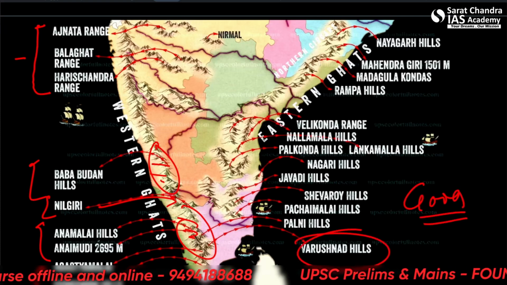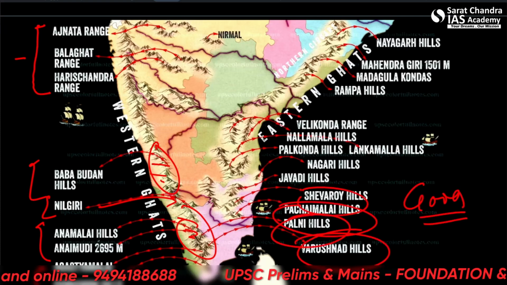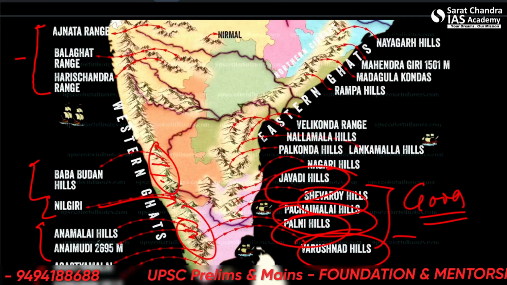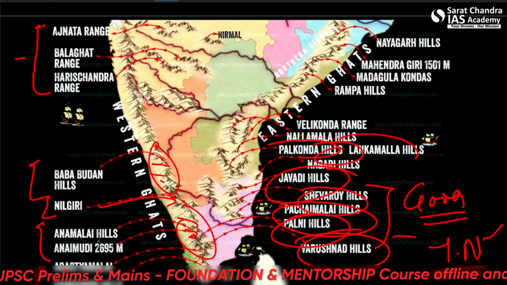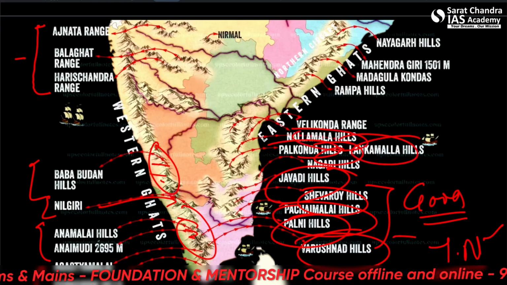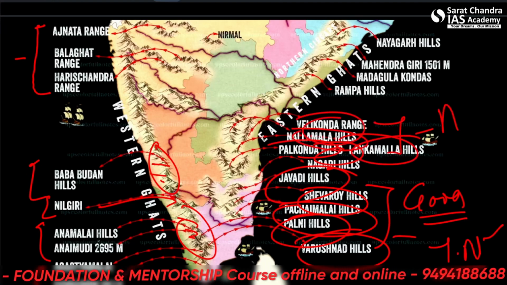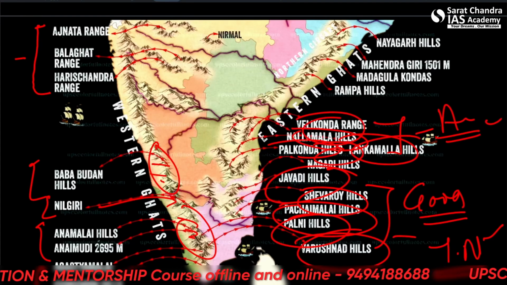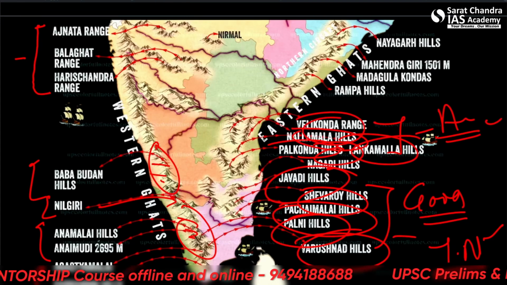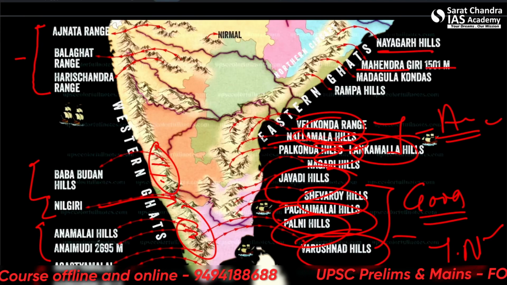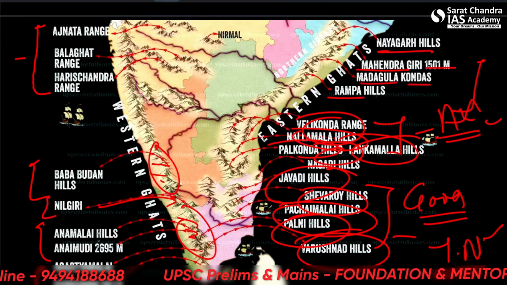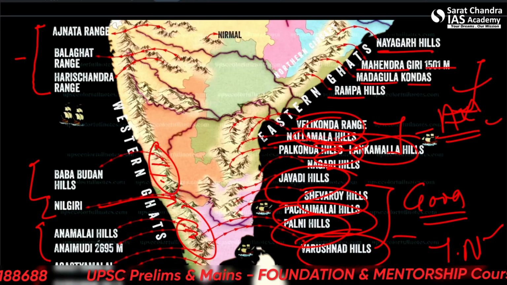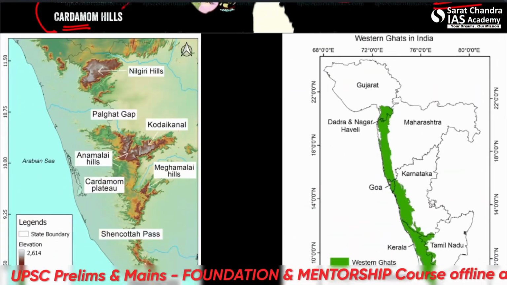Okay. Varushanad, Palani, Javadi, Shevaroy, Panchamalai, these are all in Tamil Nadu. Already we have seen and remembered by now. Nagari, Palikonda, Lakkimala, Nallamala, Velikonda, these are all in Andhra Pradesh. You must have also remembered by now. Another, Nayagarh Hills, Mahendragiri, Malgoda Konda, Rampa Hills, these are also in Andhra Pradesh. Very easy to remember. Okay, let's focus on the next maps.